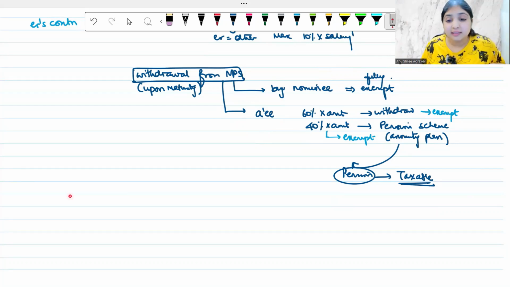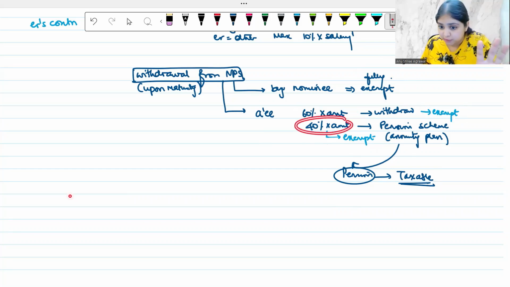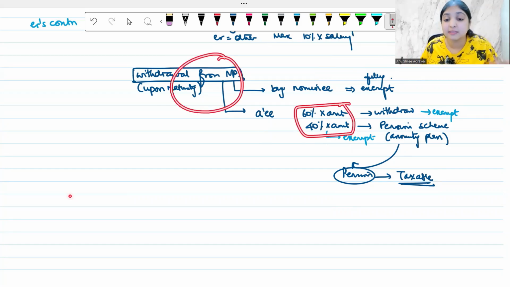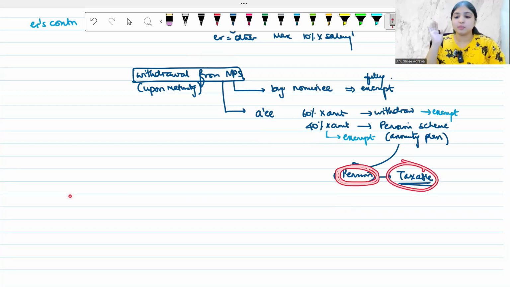If he does this, the 60% is anyway exempt. The 40% which he did not withdraw and put into the pension scheme, even this will be exempt. From this 40% he will receive periodical pension, and that is going to be taxable. Now, did you understand? Yes, the 60% he can withdraw, that is going to be exempt. The 40% he can't withdraw. He will put it into an annuity plan, and even this 40% will be exempt. So 60, 40, total 100, the entire amount in the NPS will be exempt like this, if you withdraw 60 and put the balance 40 into an annuity plan. Then from this annuity plan, you will get periodical pension. That pension is going to be taxable.